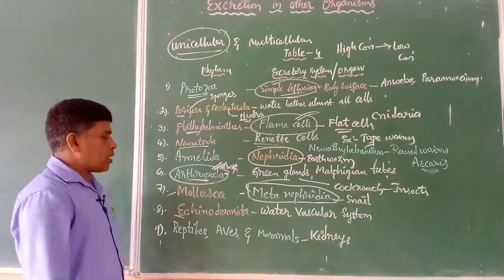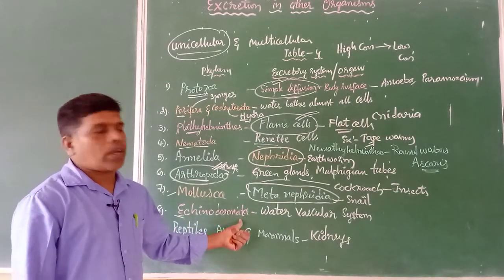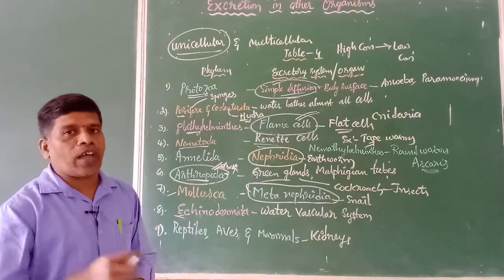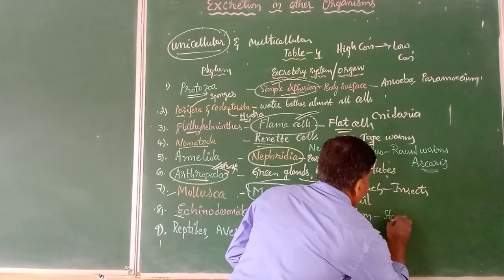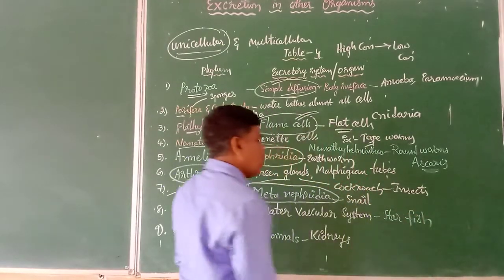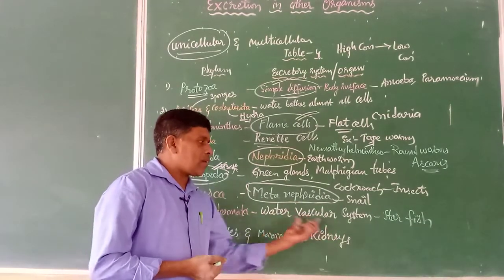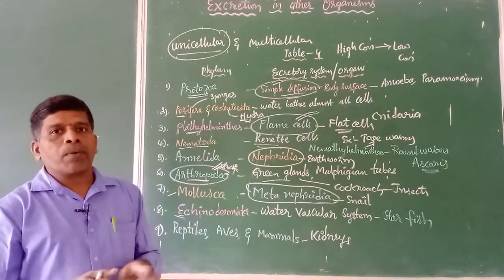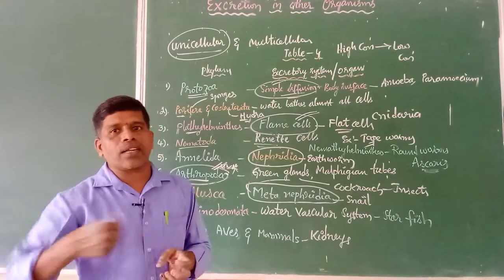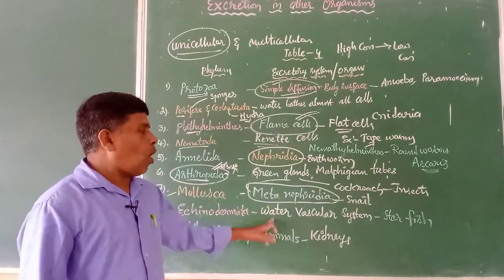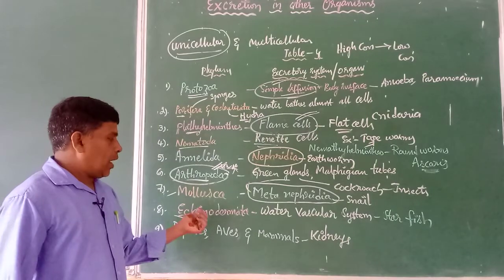Now moving to the next phylum, the last phylum in the invertebrates, the ninth phylum, Echinodermata. Animals belonging to this phylum are called echinoderms. Example, starfish. What type of excretory system is present here? A water vascular system, a well-developed pumping system. Water gets pumped into the body, and along with the flow of the water, the wastes are released outside. This is called the water vascular system, seen in starfish-like organisms belonging to Echinodermata.